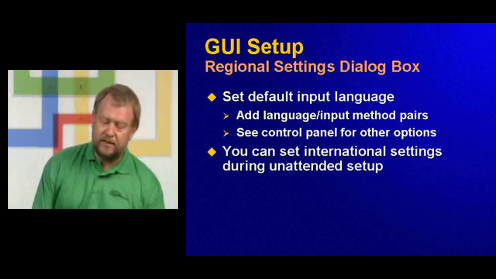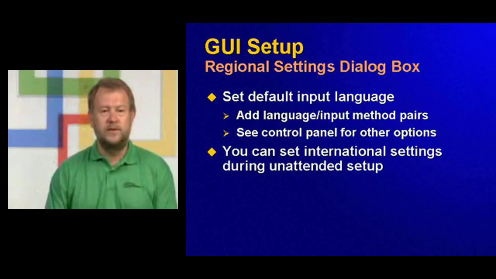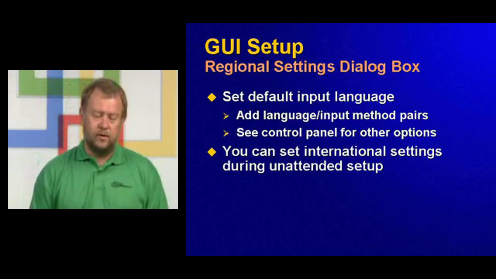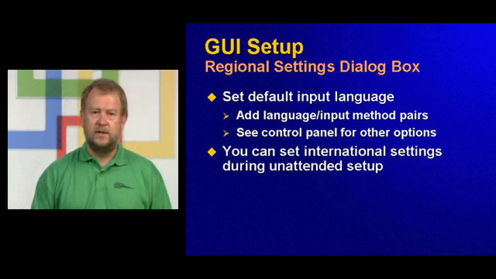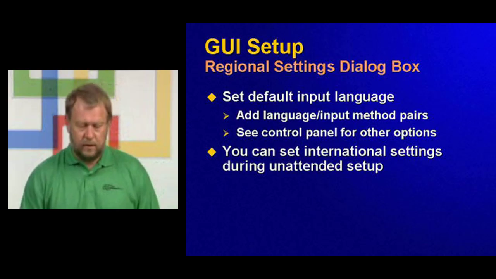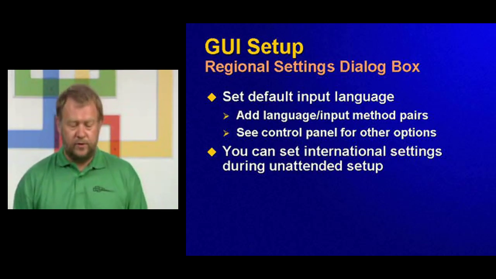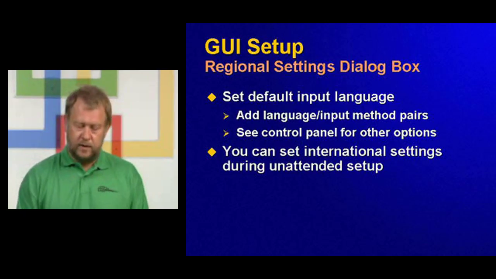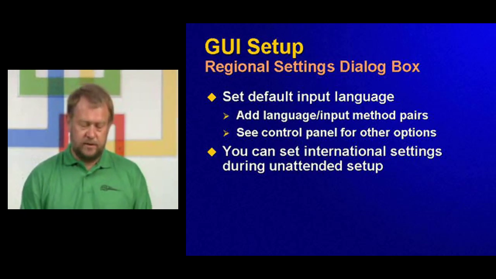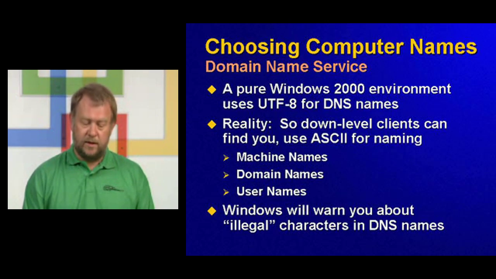You'll want to set the default input language. This is so that when people first begin typing, the input locale will be as they expect it. So if they usually type in Japanese, you'll want to set the default input language to Japanese, and that will give them that input locale automatically. And then you can also add other input locales as required, either during setup or afterwards from the regional options dialog box. You can also do all of these international settings, by the way, in unattended setup.